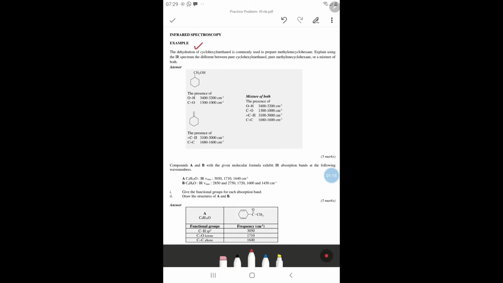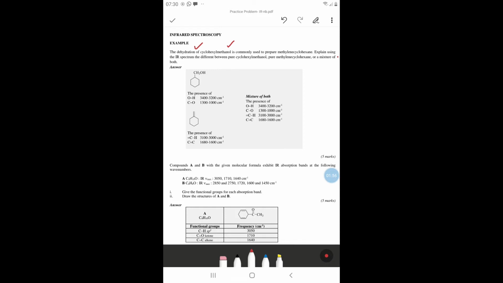So one, you should know what the process is. Second, you should know what the product or the starting material is, the structure. This is the structure of cyclohexylmethanol, to prepare methylene cyclohexane. So basically from the alcohol to the alkene. The question is: explain using the IR spectrum. Explain here is not a wording, not a sentence. You just need to list down what you see in the IR. Even though this question is without the spectrum, you can refer to the correlation chart and the structure of the compounds.